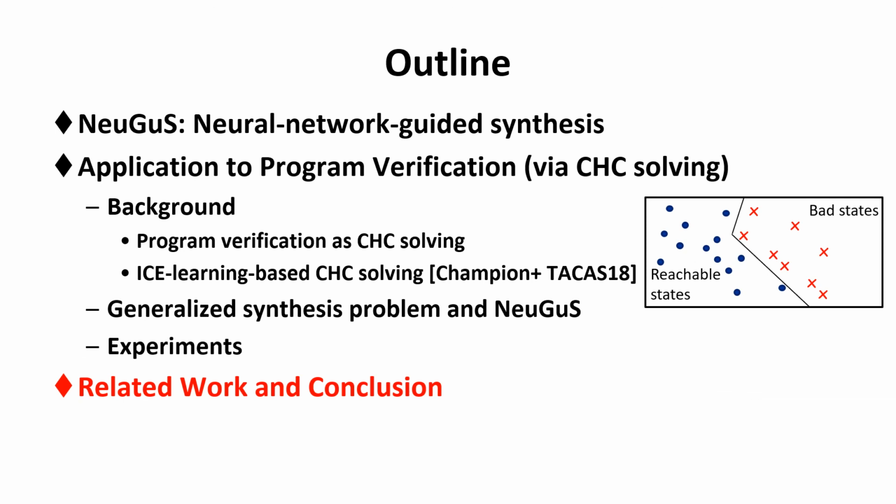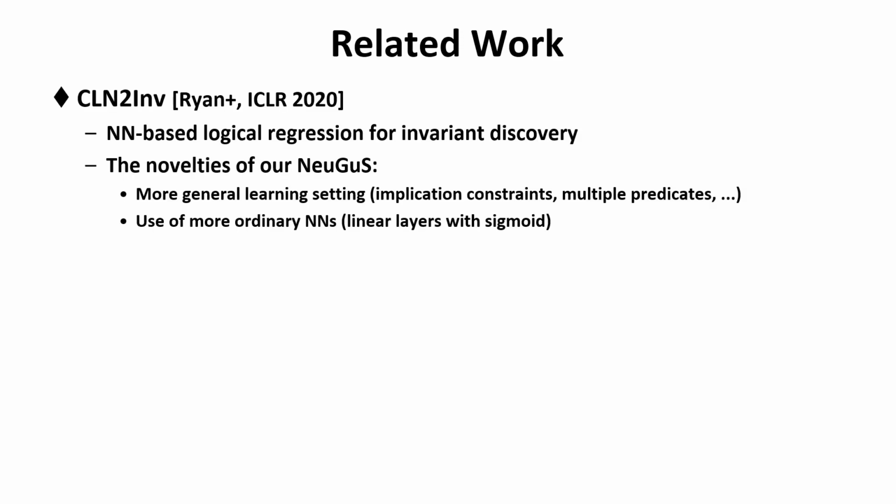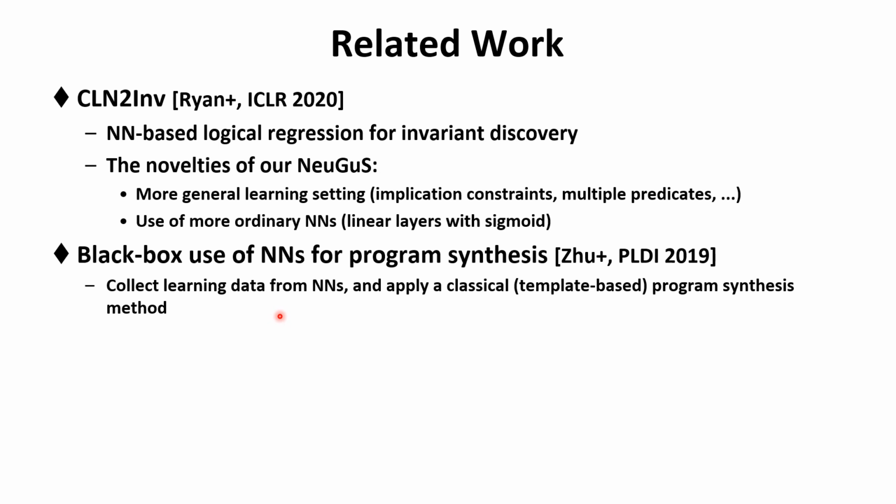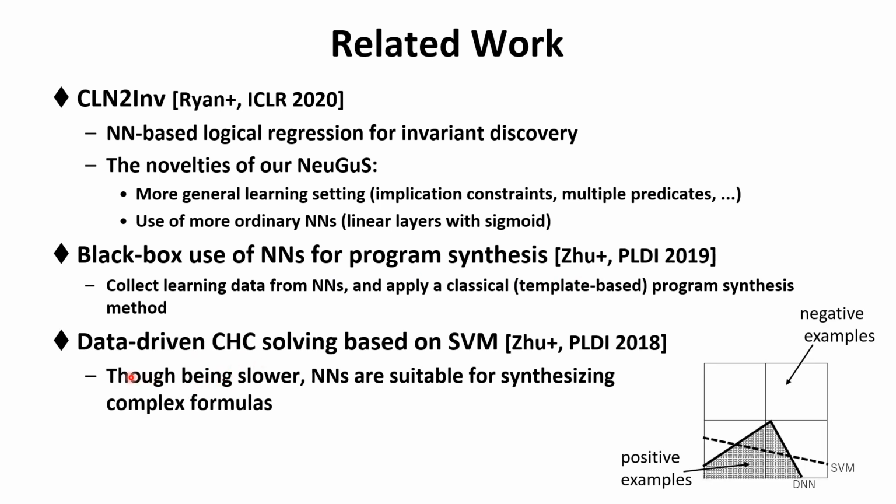Okay, so now let me briefly discuss related work. Most closely related to ours is a work on CLN2INV, where neural network-based logical regression has been used for program invariant synthesis. Our NeuGus framework works in a more general learning setting. There are other approaches to use neural networks for program synthesis. For example, Zhu et al. has proposed a black box-based approach. There are also other data-driven approaches to CHC solving. For example, Zhu et al. used SVM. And we believe that our use of neural networks is suitable for synthesizing more complex formulas.